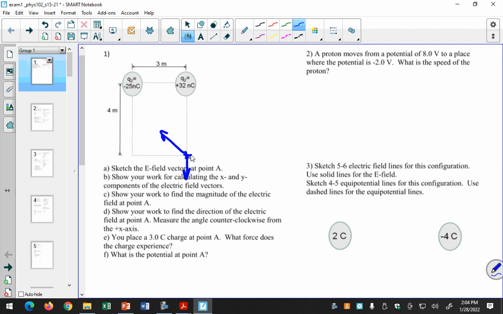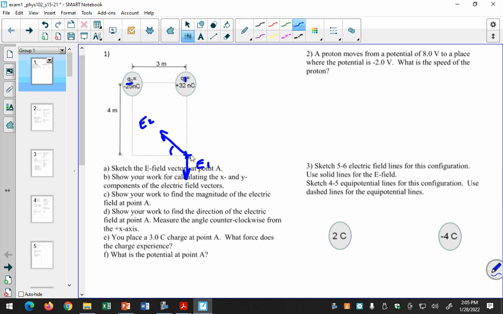So I'm going to call this E2, modeled after Q2 is up here. Let's see, we'll call this one Q1 right here. And then this one will be called E1. So that's the first thing I do, is I sketch the electric field vectors. I will also need to know what is this angle right here.